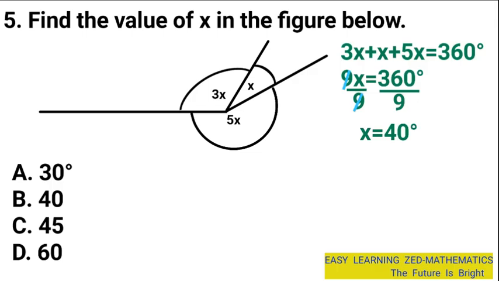So the answer to this question was B, 40 degrees. 40 degrees was the correct answer. Please bear with me that for B, C, and D, I did not put the degree signs, but they should have degree signs. So the correct answer was B, which is 40 degrees. Let's go to question number 6.